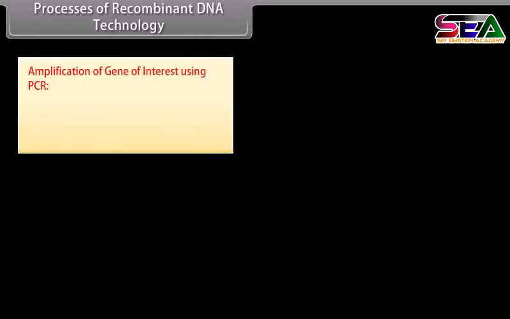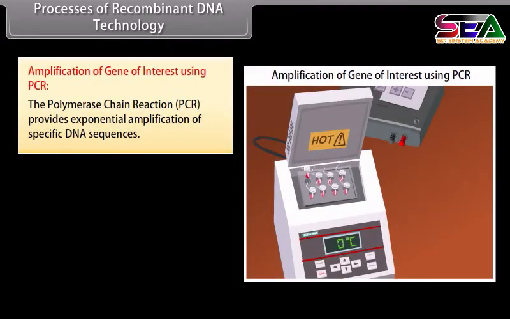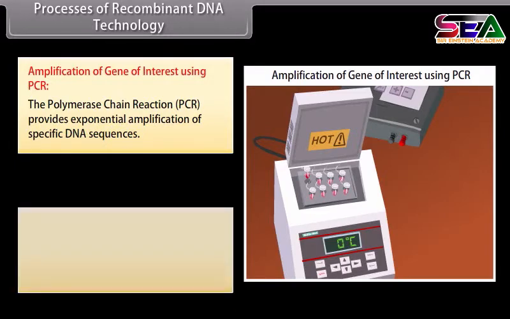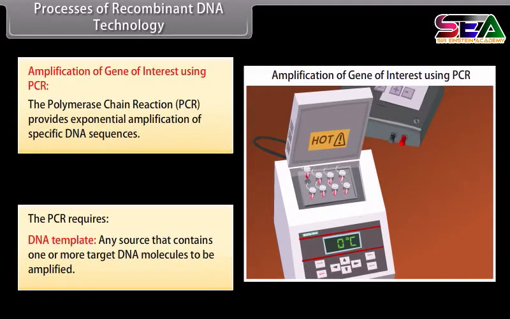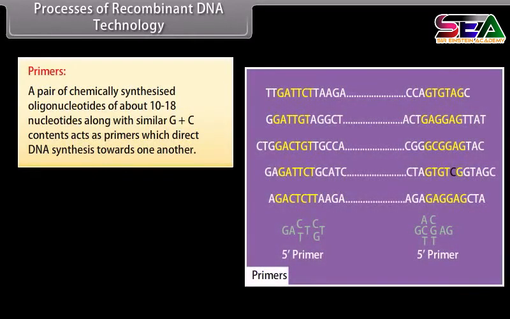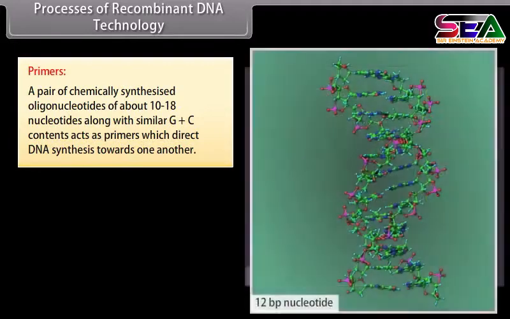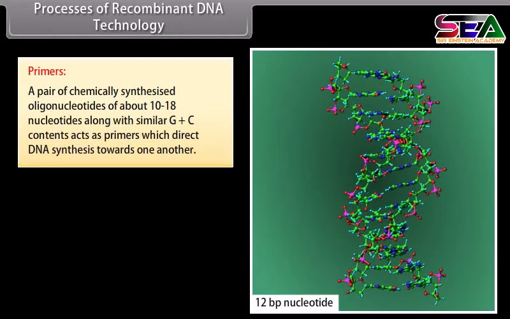Processes of recombinant DNA technology. Amplification of gene of interest using PCR. The polymerase chain reaction, PCR, provides exponential amplification of specific DNA sequences. The PCR requires a DNA template, any source that contains one or more target DNA molecules to be amplified. Primers, a pair of chemically synthesized oligonucleotides of about 10 to 18 nucleotides along with similar G plus C contents, act as primers that direct DNA synthesis towards one another.